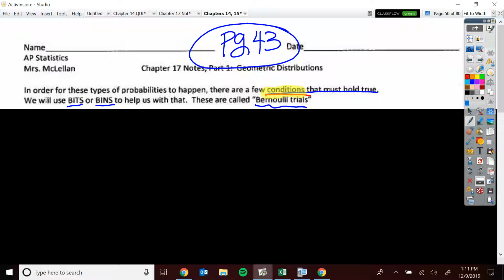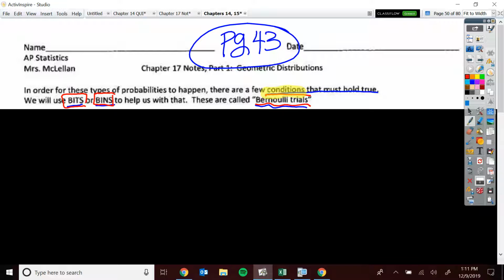I must say, here are the conditions that have to be happening, because you could have problems that say, which one of these isn't geometric or binomial? Which one of these doesn't meet the conditions? These are Bernoulli trials. You don't have to know that vocabulary word, really. We're going to use the mnemonic device of BITS or BINS to help us remember the criteria.